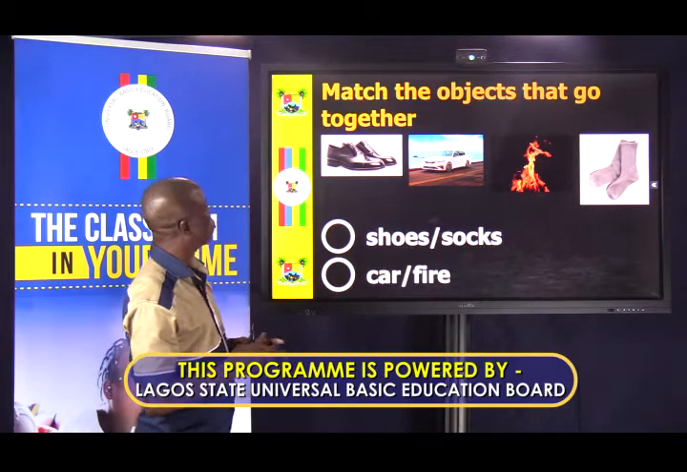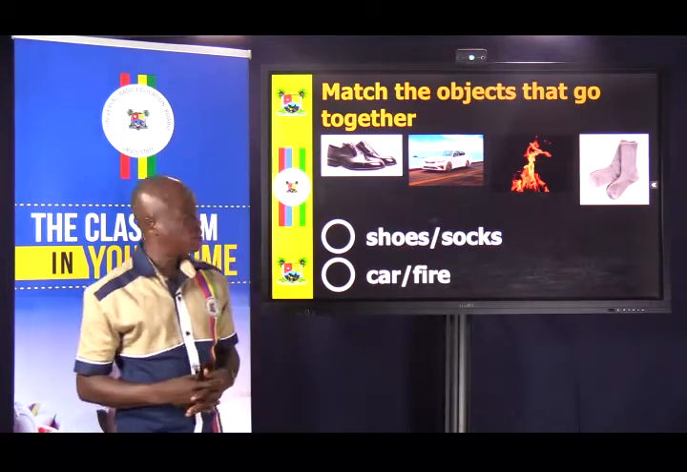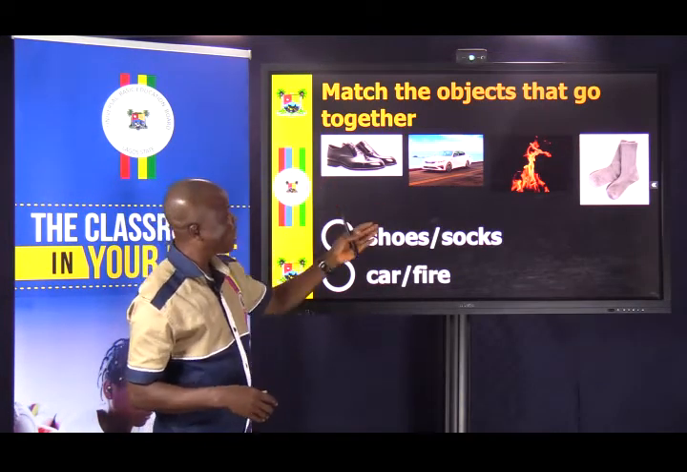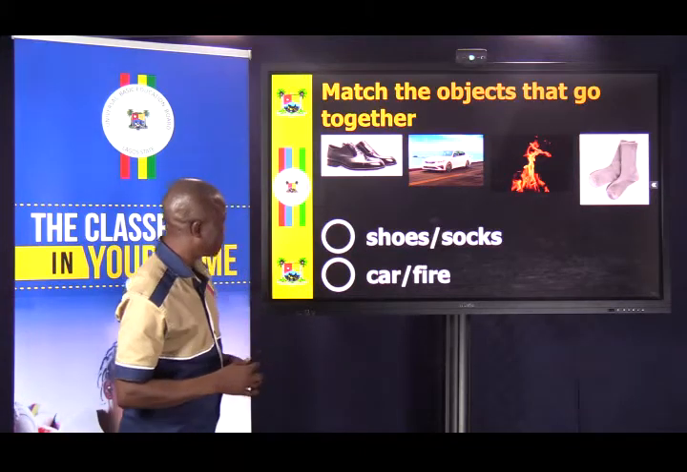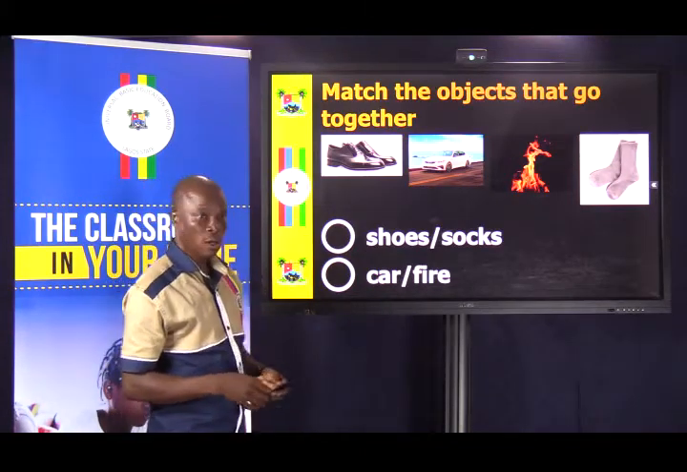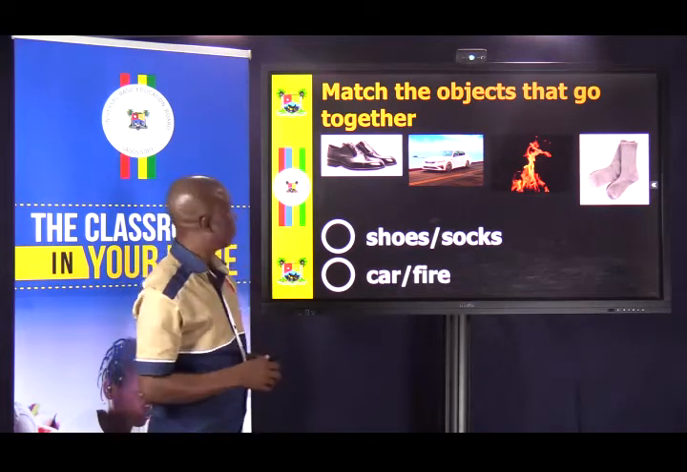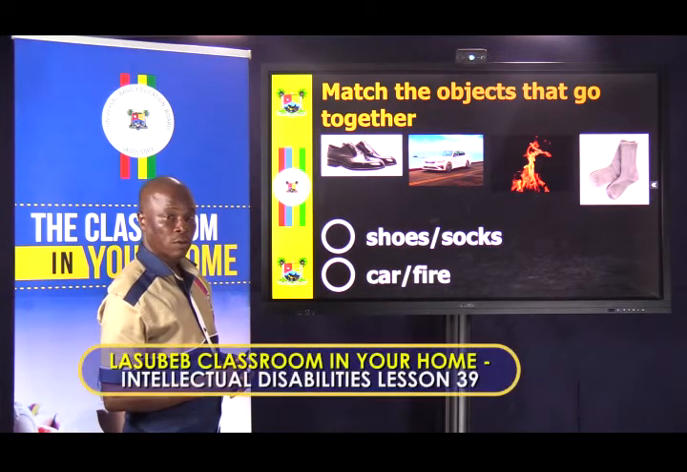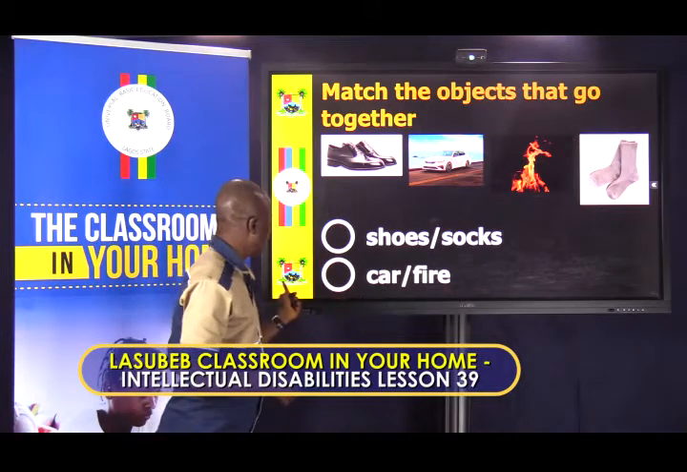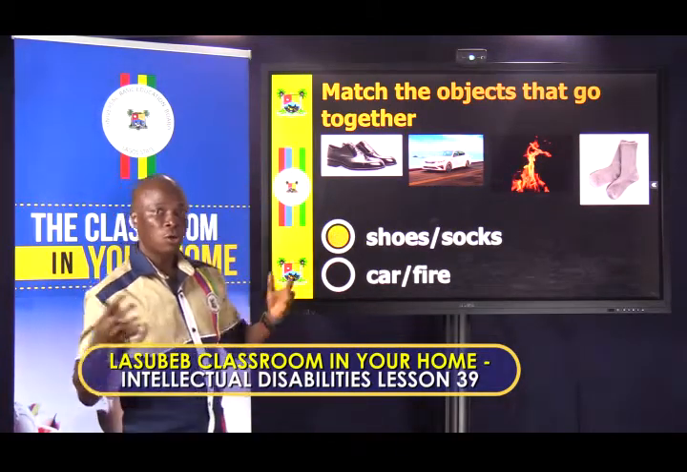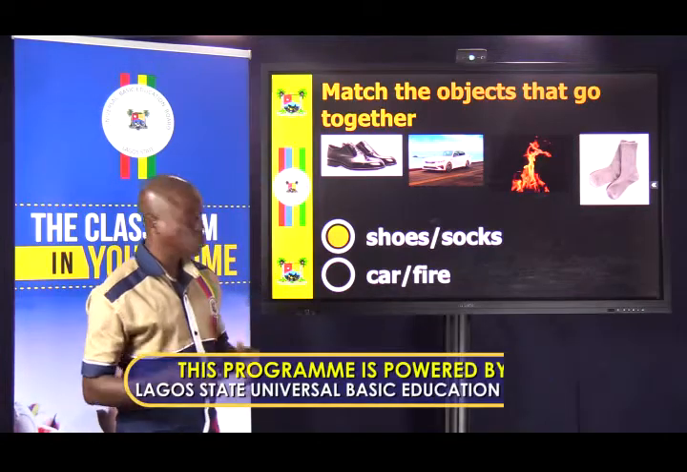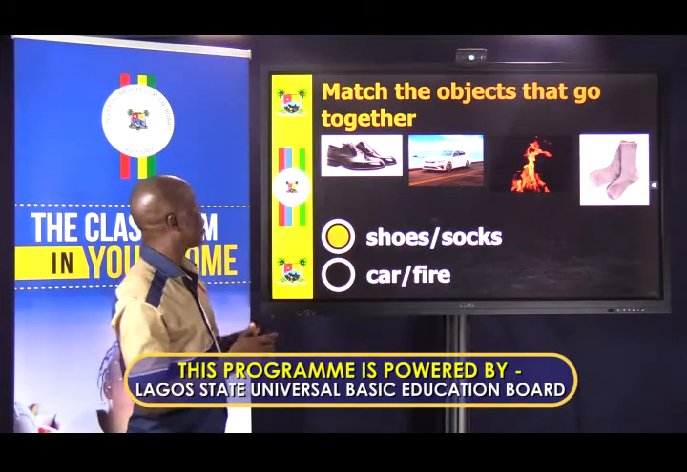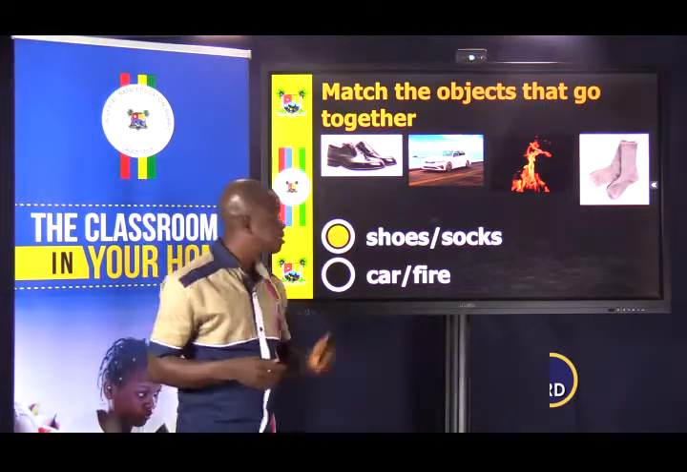Match the objects that go together. We have shoes, car, fire, and socks. Our options: shoes and socks, car and fire. Which is your answer? Let's check. Shoes and socks go together. This is pairing of different objects that go together.